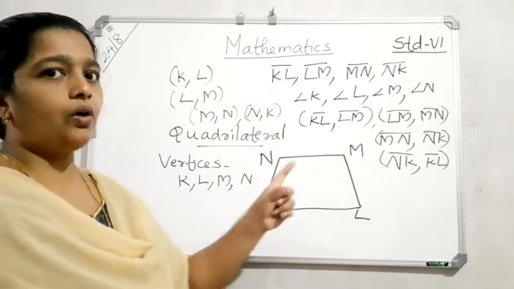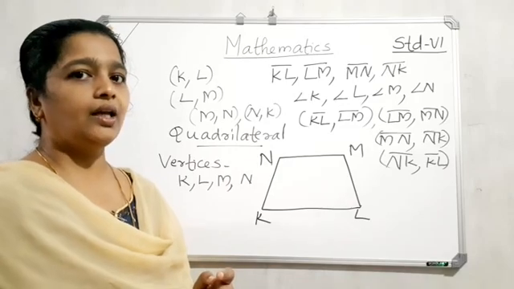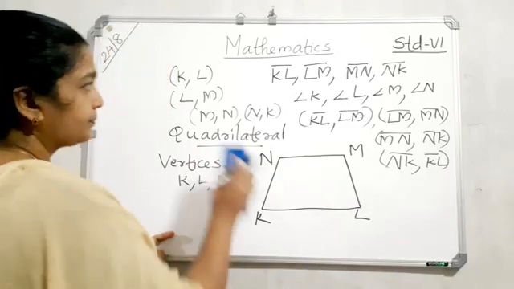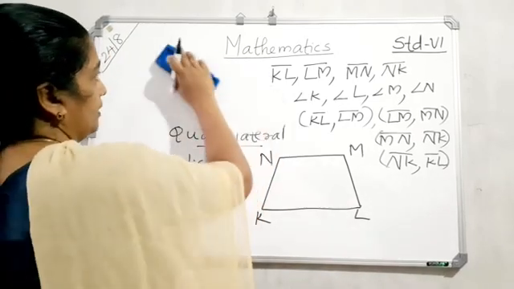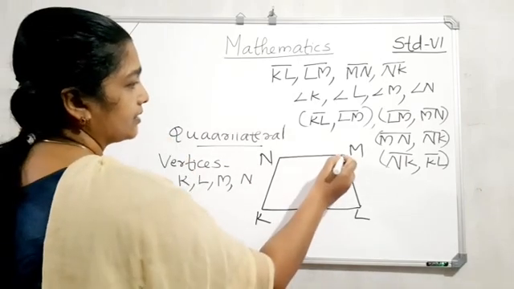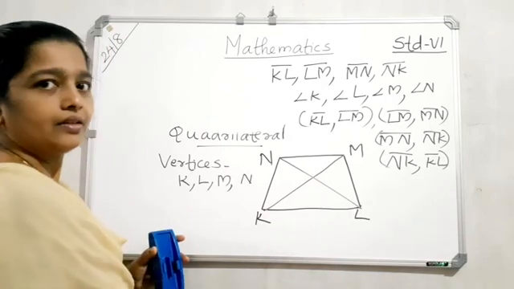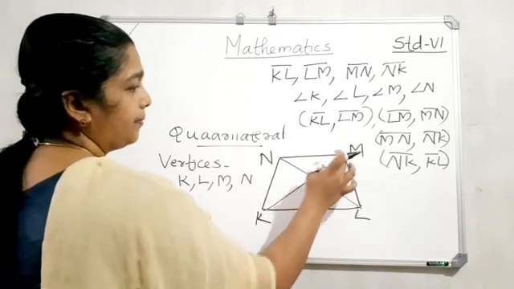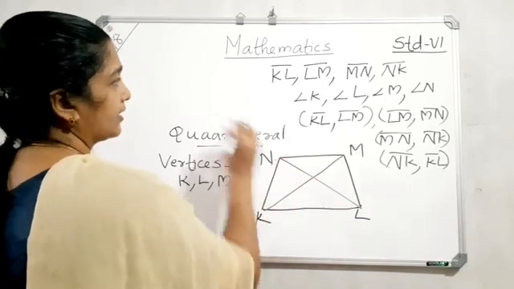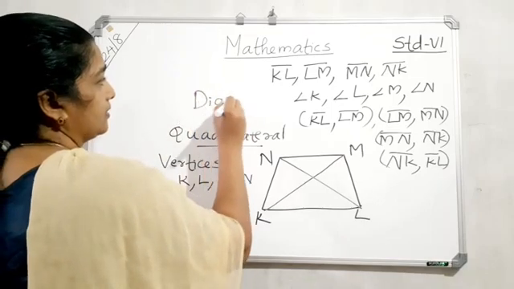Then sides you know and adjacent sides you know. Next one, diagonals. KM and LN are called diagonals.